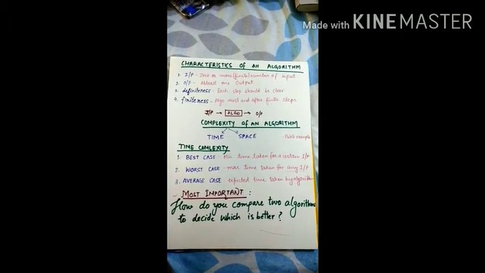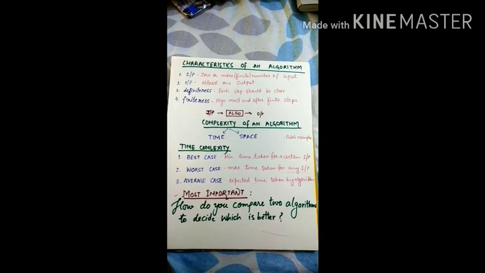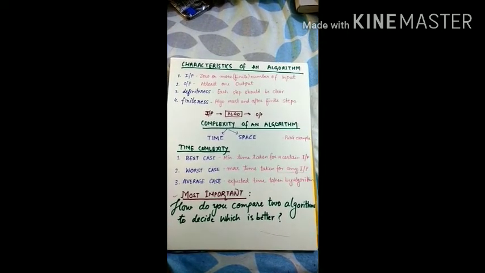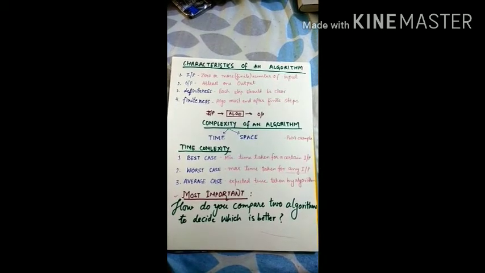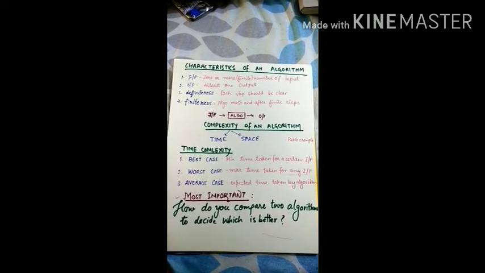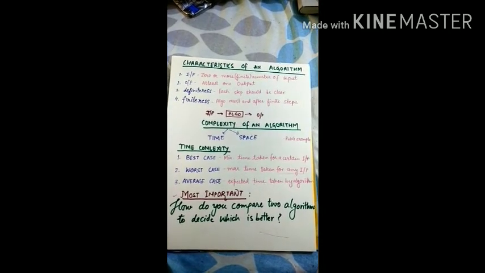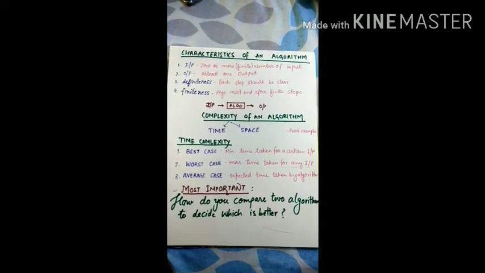Next, we are concerned about the complexity of an algorithm. Complexity means what are the requirements of an algorithm to execute properly: the time and the space complexity. The time complexity is the time required by an algorithm to complete its execution, and the space complexity means the space required by an algorithm. But we are more focused on the time complexity and we are not bothered about the space complexity.